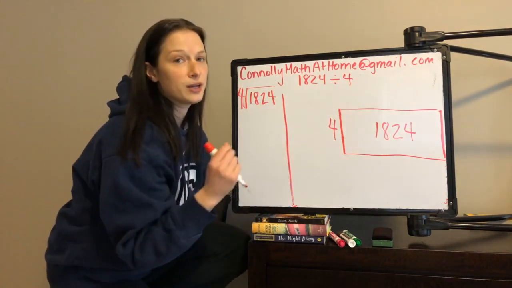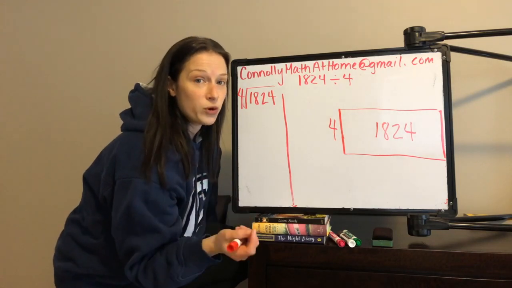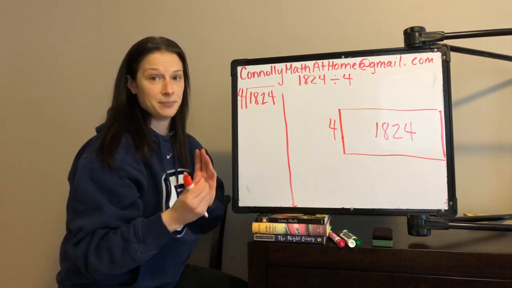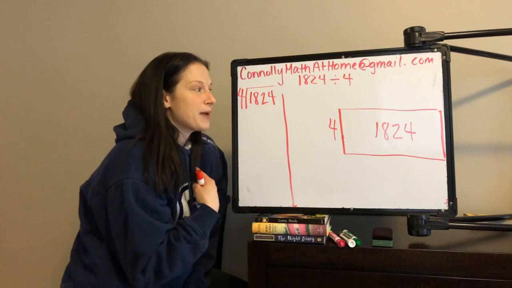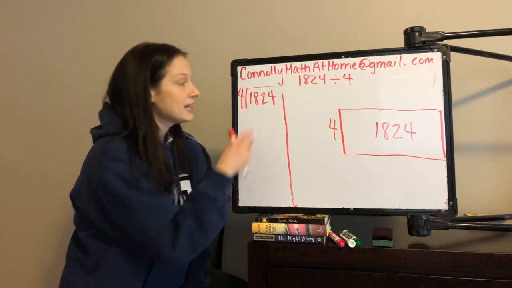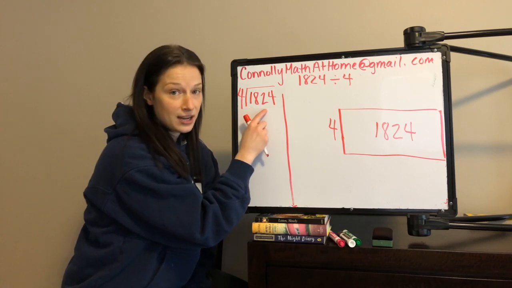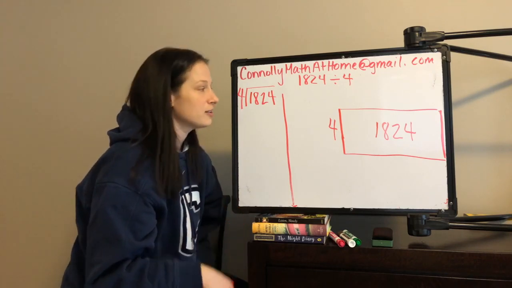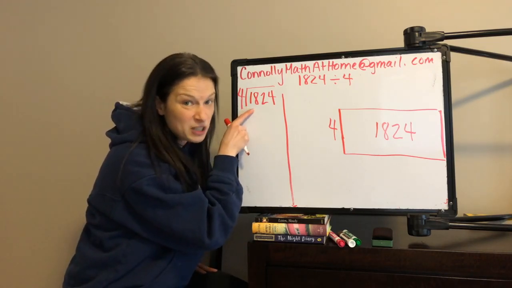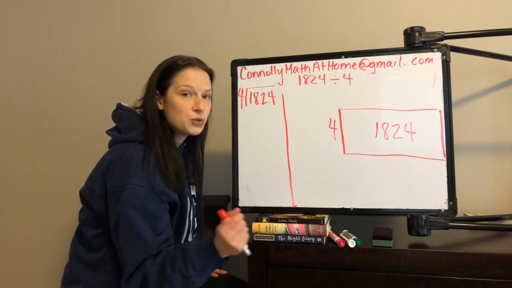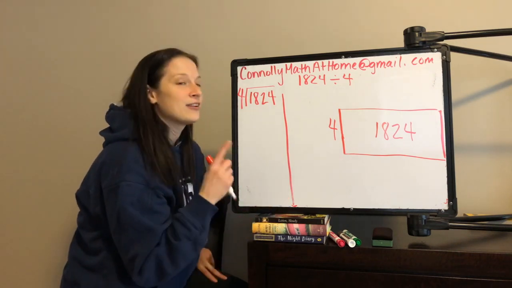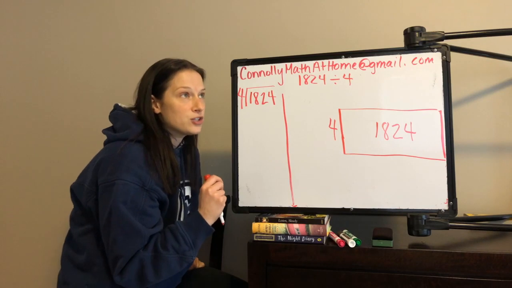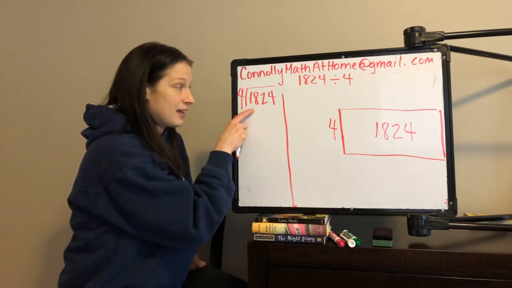We're putting them into 4 crates. How many oranges in each crate? Okay, so just like last time, we're going to move it a little quicker this time. I want to think about what can I multiply 4 by to get as close as possible to 1,824 oranges. I'm going to start with multiples of 100. So 4 times 100, 400. Kind of hard. That would be a lot of steps. 4 times 200, 800. 4 times 300, well, I know 4 times 3 is 12, so I know 4 times 300 is 1,200.